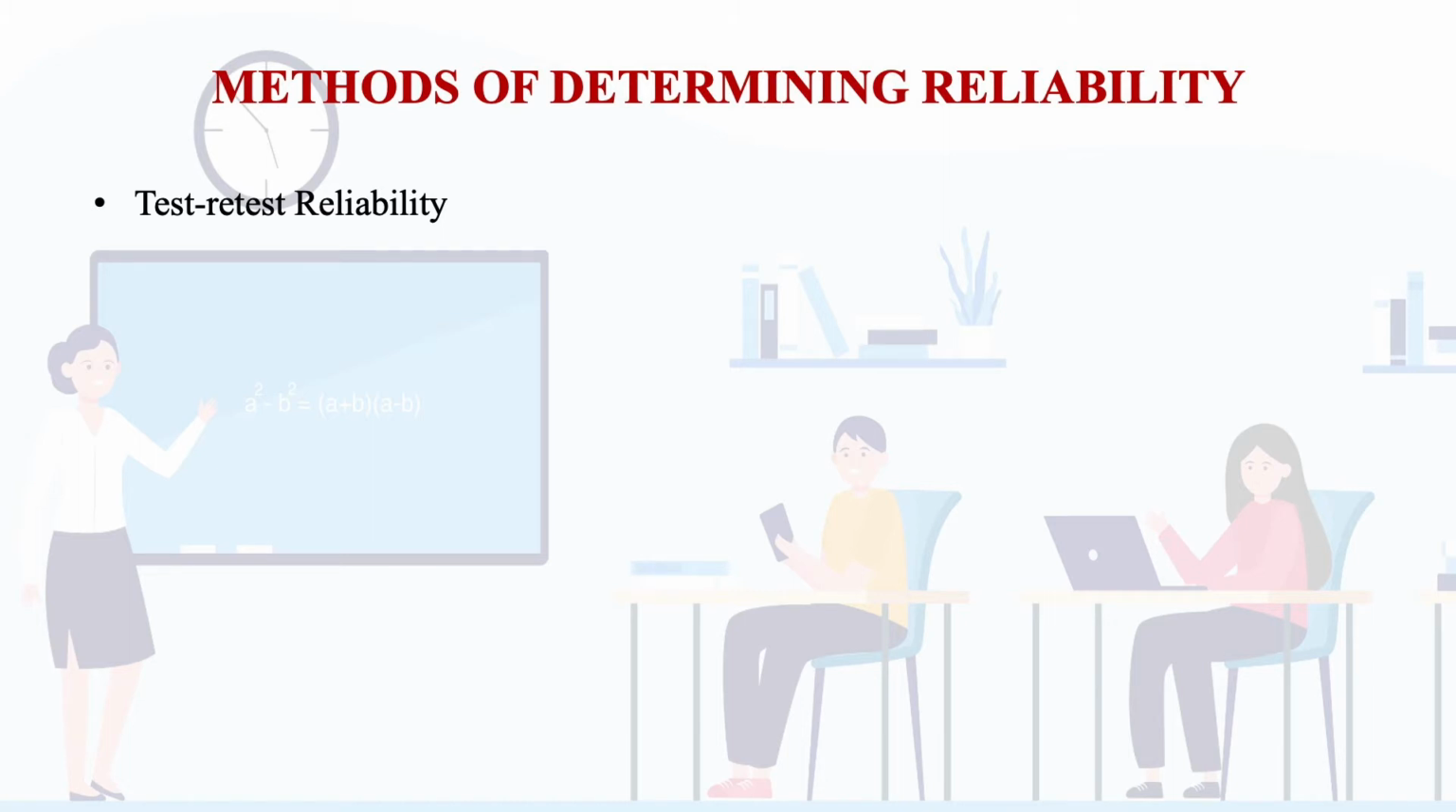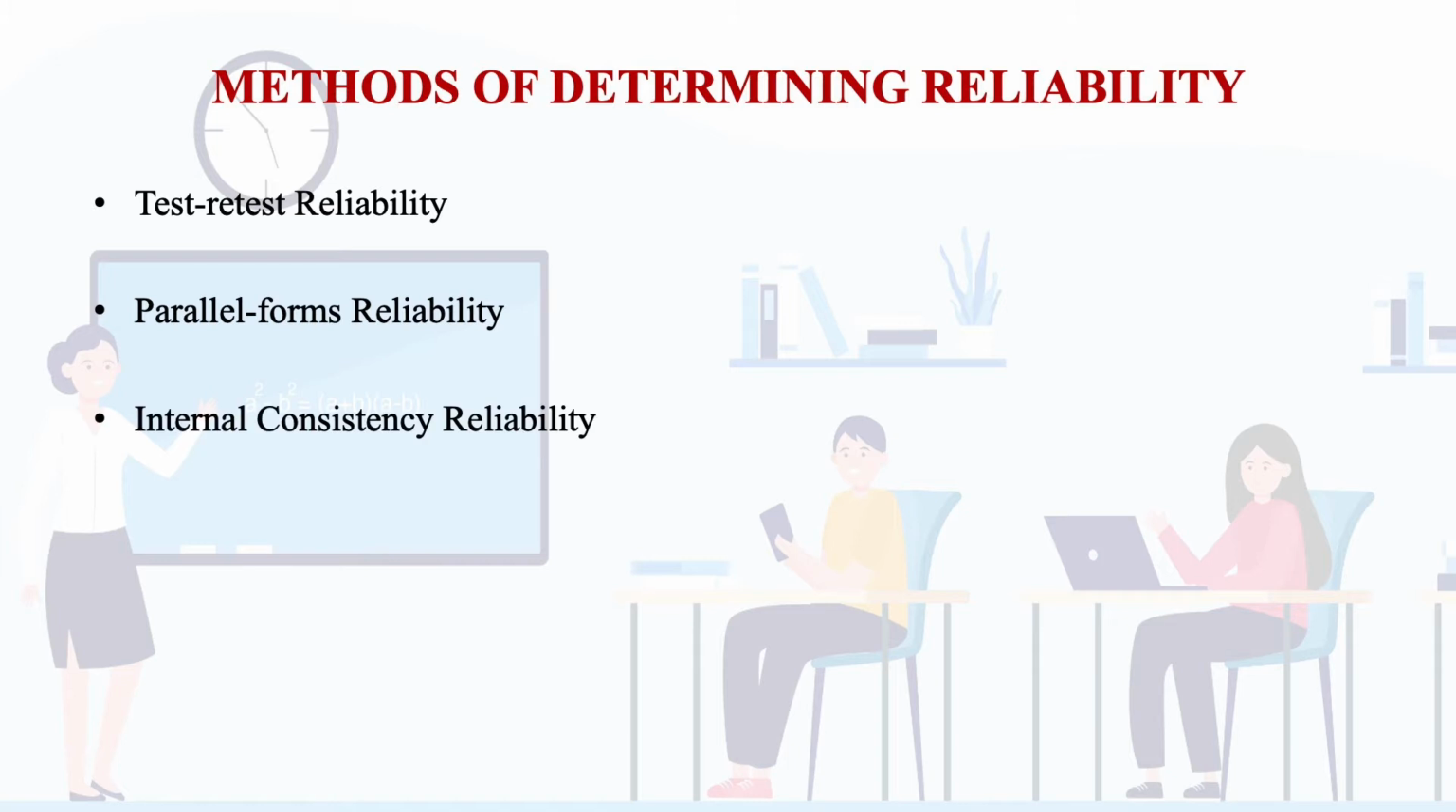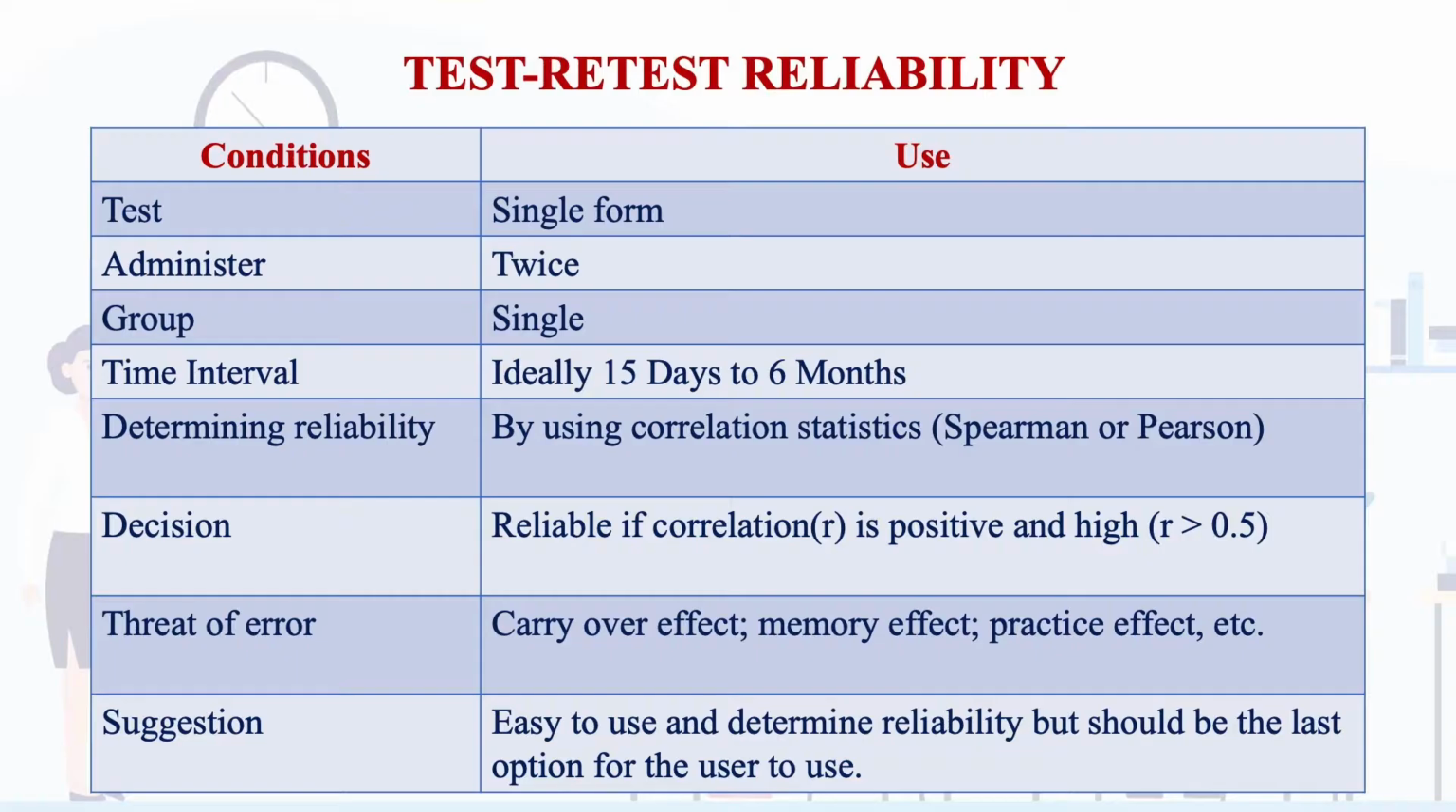First is test-retest reliability, second is parallel forms reliability, and the third is internal consistency reliability. So here we will discuss the concept of this method and how to use these three methods: test-retest method, parallel form method, and internal consistency method. Let us go forward to discuss these methods.